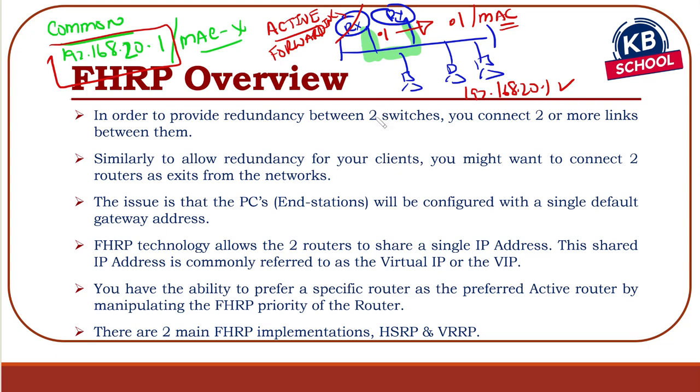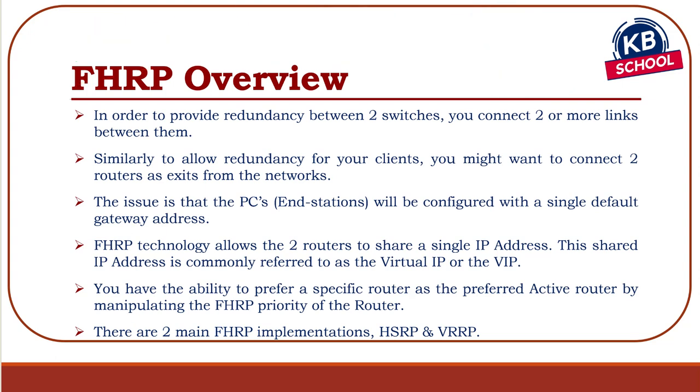To establish a relationship between the two routers so they keep track of each other, they share the same IP and MAC addresses. So for the end devices, the default gateway will be pointed to the virtual IP, the common shared IP between the two routers, rather than the actual assigned IP address of the routers.